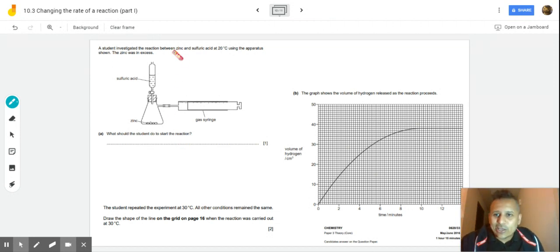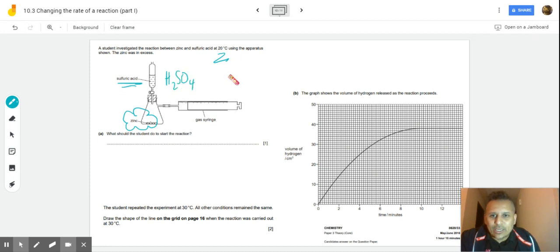So here is a student investigating the reaction between zinc and sulfuric acid at 20 degrees. That's our little alarm, right? This is talking about temperature and rates of reaction. The zinc was in excess. If the zinc is in excess, that means we're going to be running out of sulfuric acid particles. Remember, sulfuric acid, H2SO4, is a source of H plus positive hydrogen particles. This reaction will form hydrogen gas.